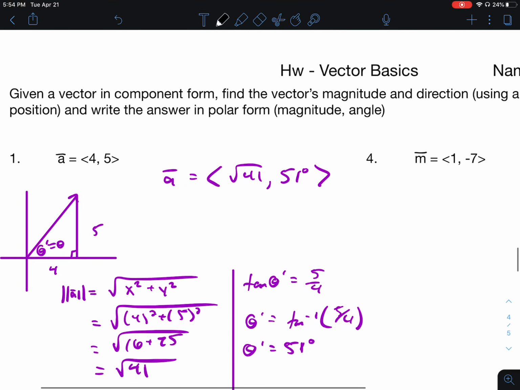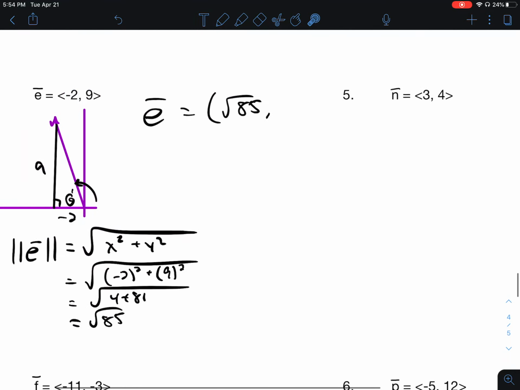Just go back up here to number 1. I wrote this with these little brackets. This is polar form, which is an ordered pair. Magnitude followed by the angle.